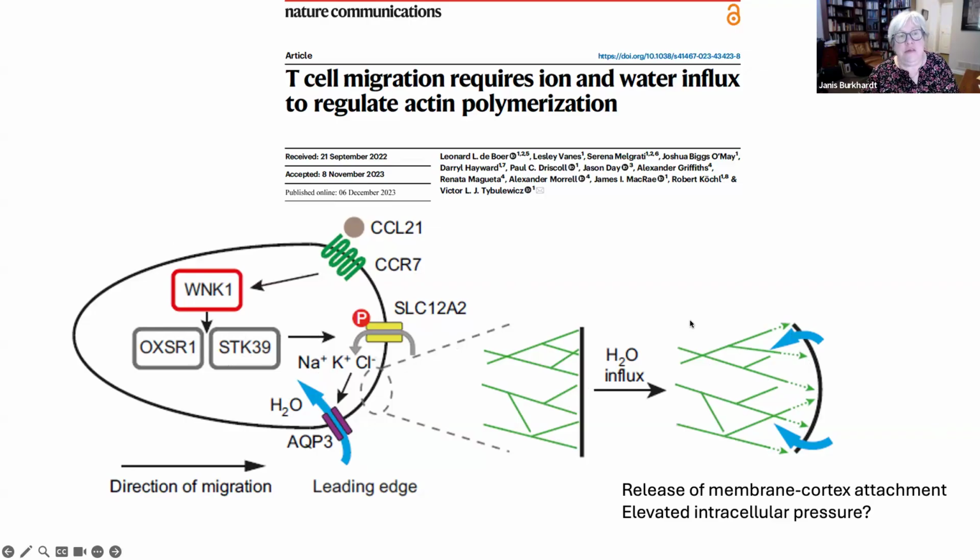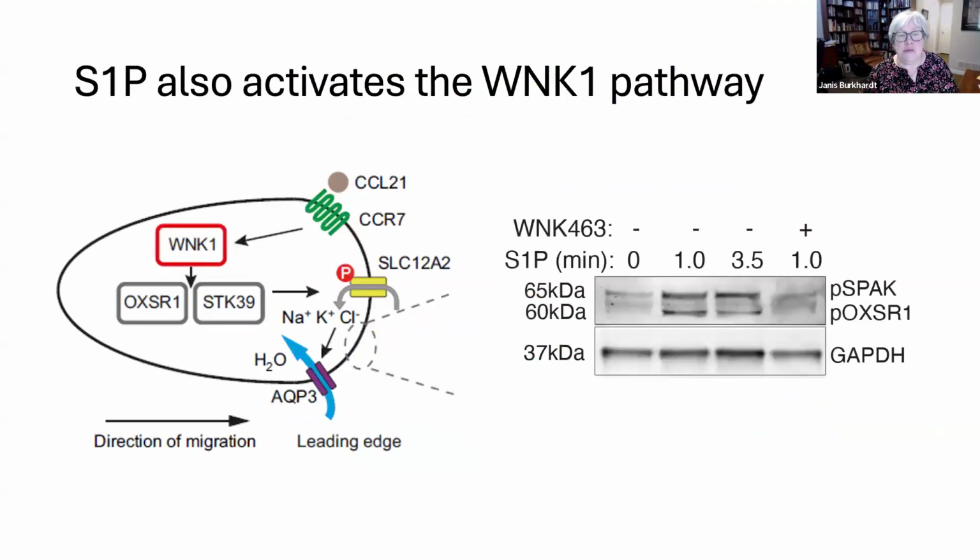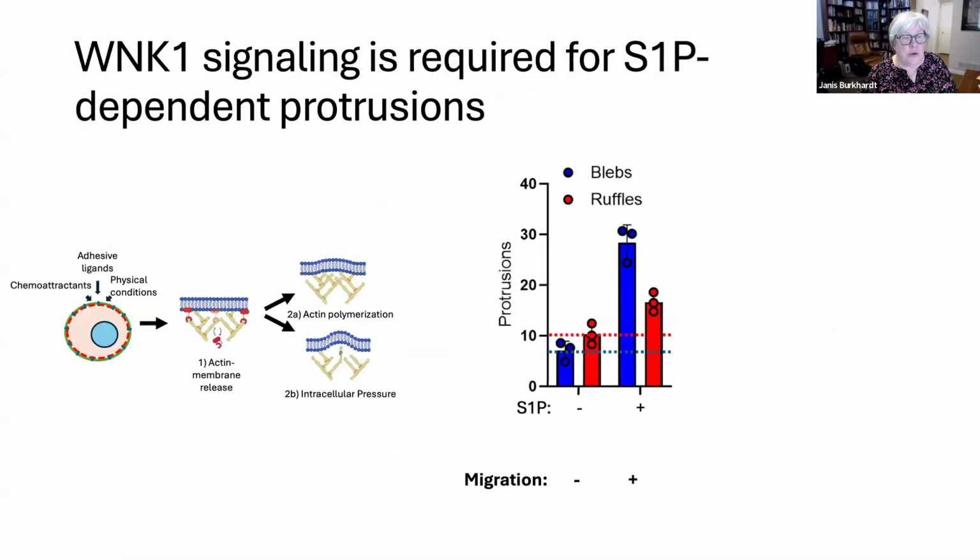So we wondered, could this Wnk1 pathway be involved in the S1P response? And so the first thing that Franklin did is to look at phosphorylation of these two molecules downstream of S1P stimulation. And in fact, both of them are phosphorylated. So it looks like this pathway could be playing a role. So then Franklin went on to do some inhibitor studies to see if you need this for migration.